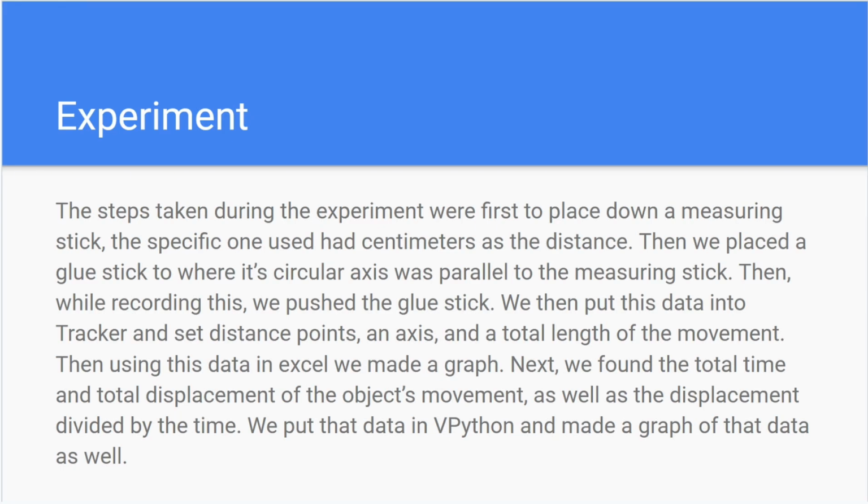Next, we found the total time and total displacement of the object's movement, as well as the displacement divided by the time. We put that data in VPython as well, and made a graph of that data in Excel as well.